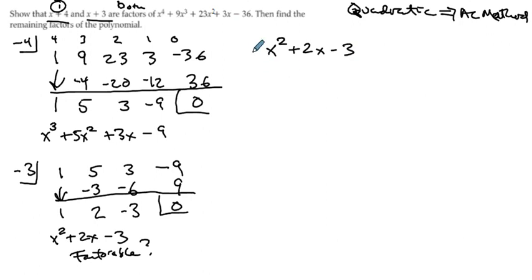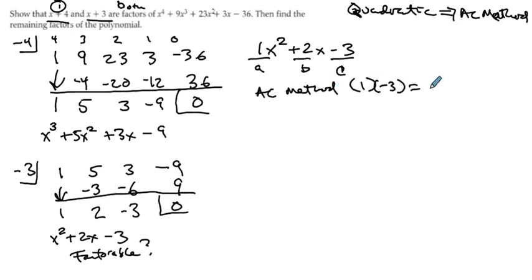And this is my A, it's right here. This is my B, this is my C, right? So we're going to use our AC method, and our AC method shows that we go 1 times -3. It gives me -3. Are there 2 factors of -3 that will add to +2? Okay, and yeah, there are. You get 3, -1. You multiply them, you get that, and when you add them, they add up to 2. So I can factor this.